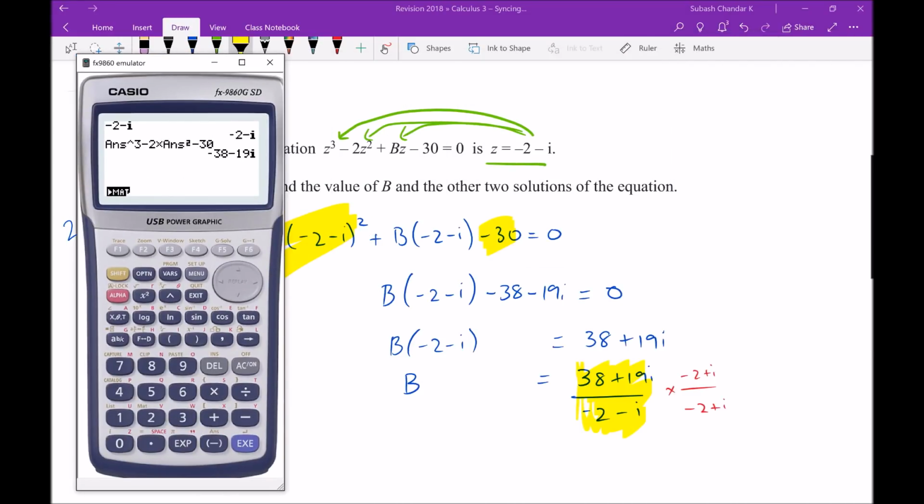So here, make sure you put a bracket. You've got 38 plus 19i divided by minus 2 minus i. Okay, so you should get b is equal to negative 19.